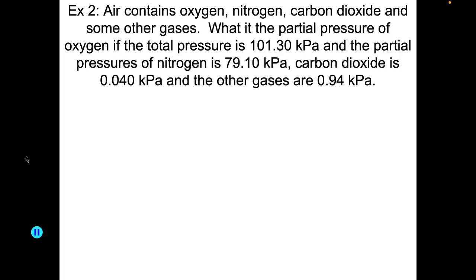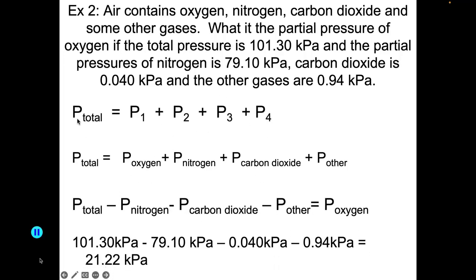Okay, so with this one, we have the total pressure, and we have pressure for 3 of the 4 gases. So there are 4 gases: oxygen, nitrogen, carbon dioxide, and the other gases. If we want to find oxygen's, we're going to take our total and subtract out the pressure of the other 3 gases. So we take 101.3 minus our nitrogen, minus our carbon dioxide, minus our other gases, and we're left with 21.22 kilopascals of oxygen as our answer.